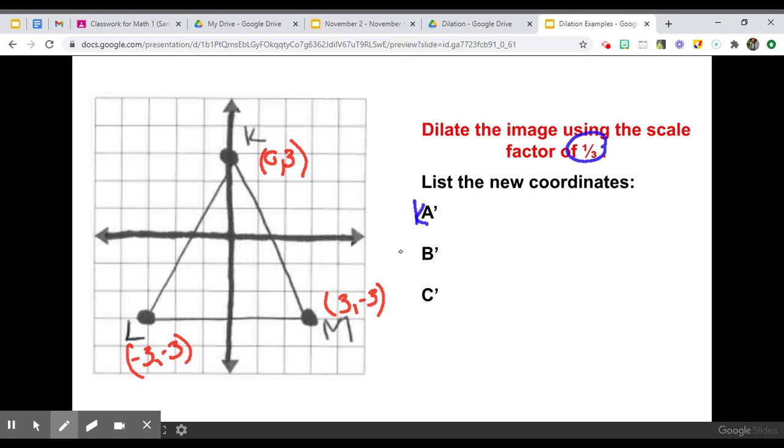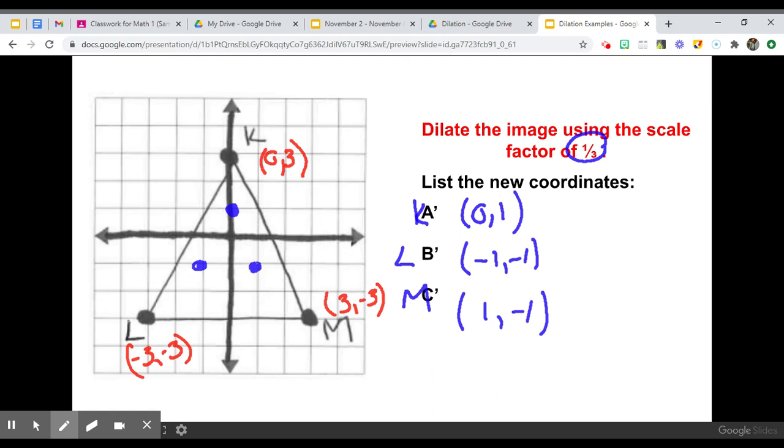And we'll do K, L, and then M instead of A, B, C. So point K is going to end up hanging out at 0, 1. Point L is going to end up being -1, -1. And then point M is going to end up being 1, -1. So now all I need to do is plot my new coordinates, my new points. And as you see, as I multiply by a fraction, which is technically dividing by that denominator there, my dilation was a reduction, or my image shrunk.